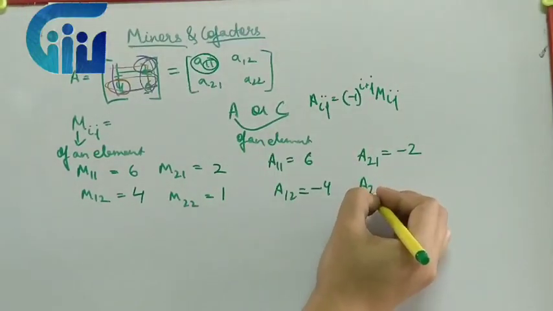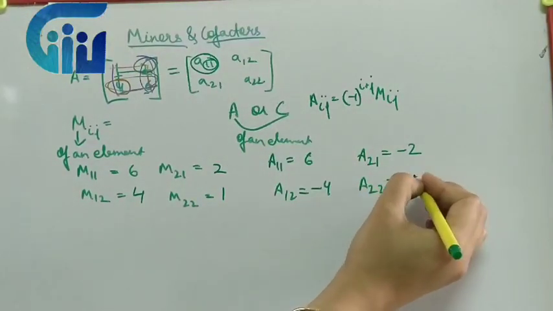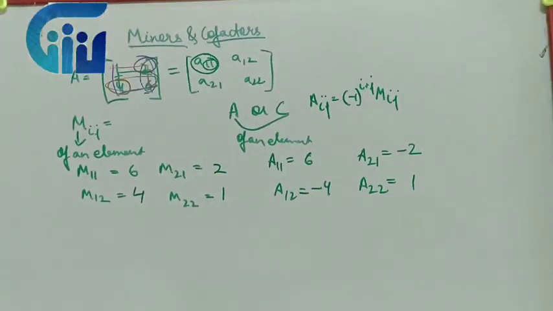Then next is A22. 2 plus 2 is 4, so this will be as it is. So I think for 2 cross 2 it is clear. What is minor? Minor is also the value of an element. Cofactor is also the value of an element. What is the difference? In minor we don't take into consideration the sign of the place, whereas in cofactor we take into consideration the sign of a place. So minor is the value of an element obtained by eliminating the particular row and column at the intersection of which that particular element lies.